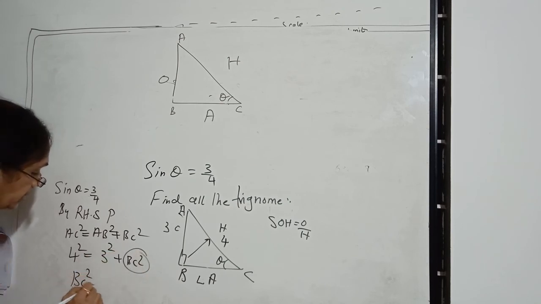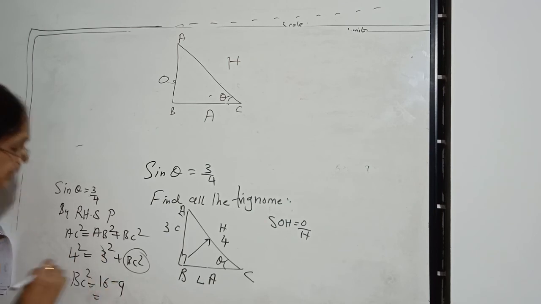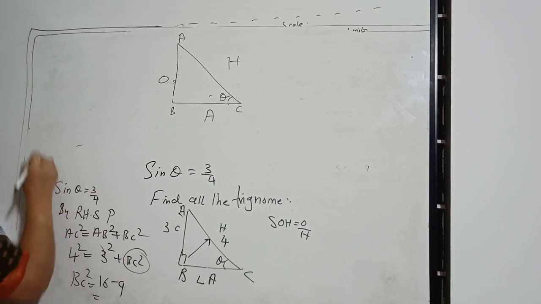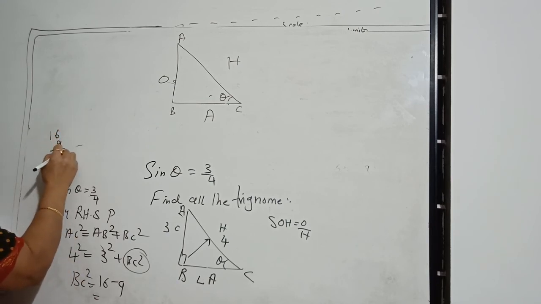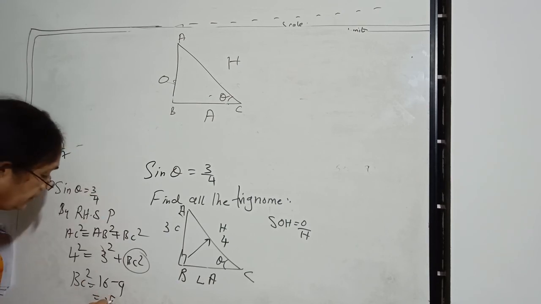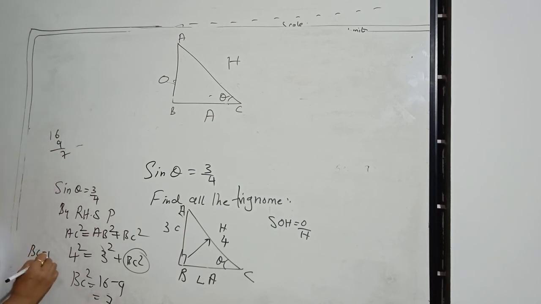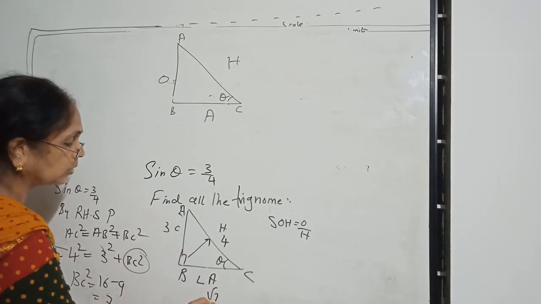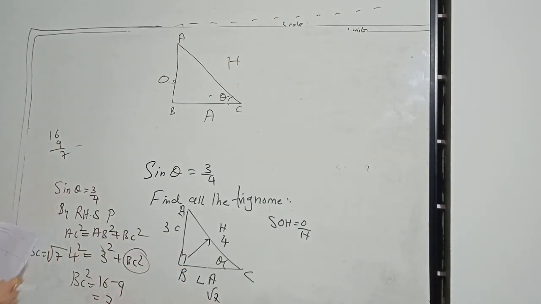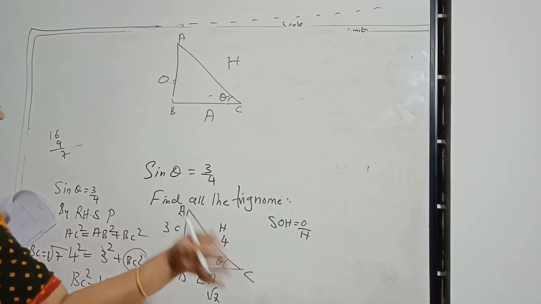BC square is equal to, shift this number here, 16 minus 9. 16 minus 9. So here 7. So this is 7. So BC is equal to what? Root 7. So this comes up to root 7. Now when you know all the three sides, you can write all the ratios.